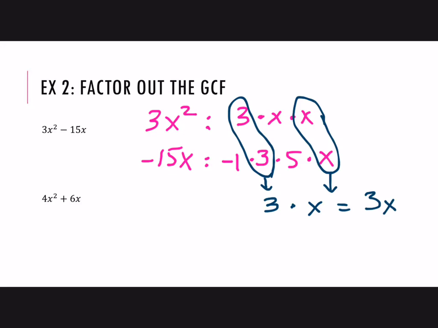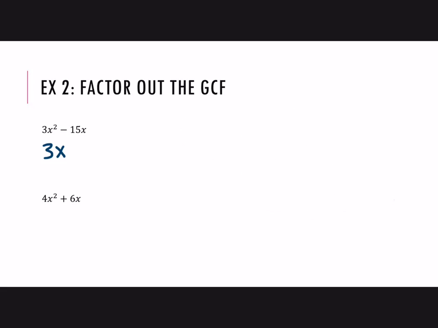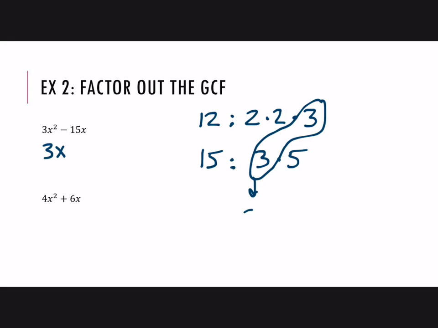Let me show you what this looks like with regular numbers. And you may be a little bit more familiar with those. If I had 12 and 15, then I would break those down into prime numbers. So 12 is 2 times 2 times 3, and 15 is 3 times 5. Circle anything that they have in common, follow it down, and here it's just one thing, so the greatest common factor is 3.